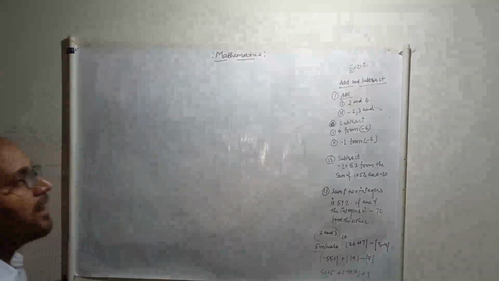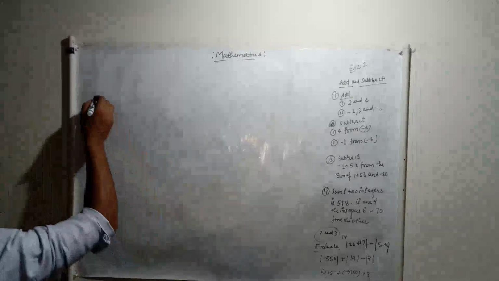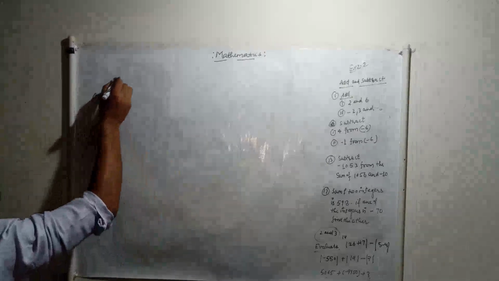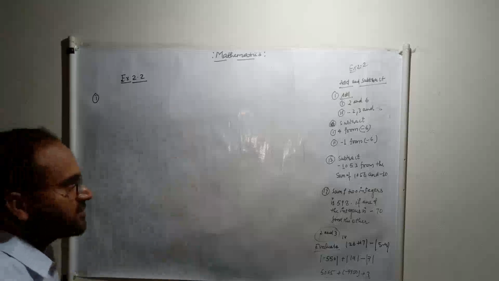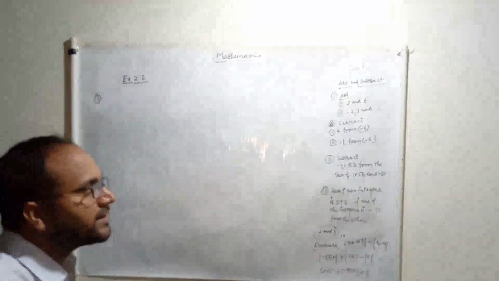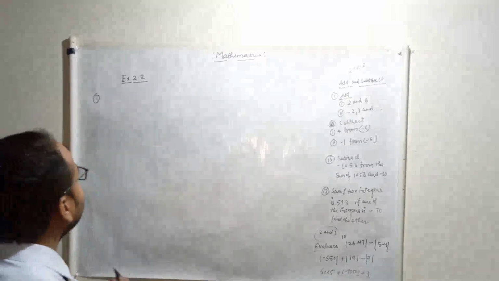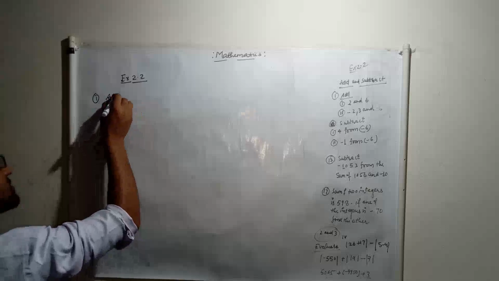First one is add and subtract. I have taken two questions for addition and two questions for subtraction. How to add or subtract with the help of a number line. So the first question from your exercise 2.2 is addition. How to add two integers or more than two integers on a number line. So your first question is based on addition.